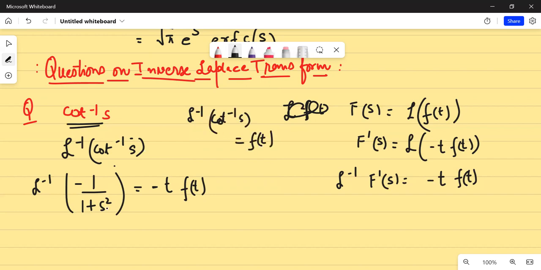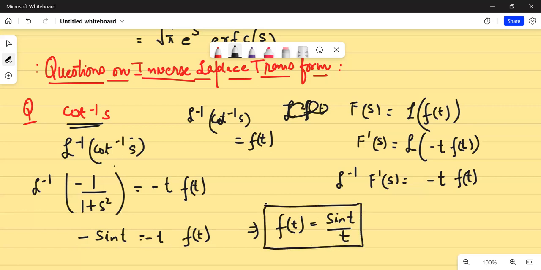And what would this be? I think this would be equal to sine. So minus sine t is equal to minus t f(t). So your f(t) should be equal to sine t upon t. Is that clear or not clear?